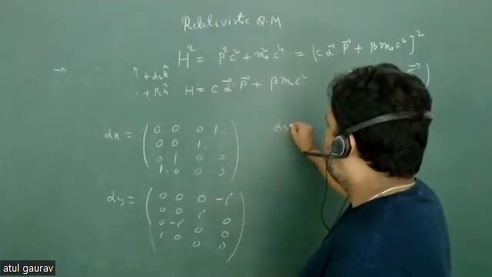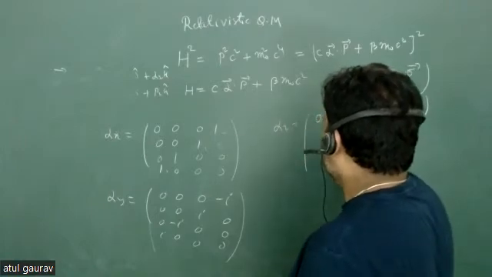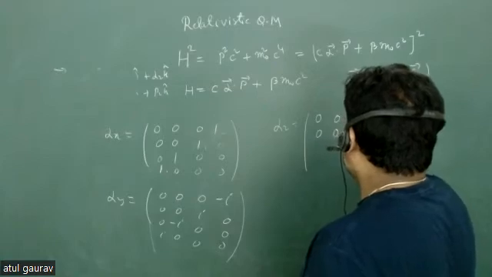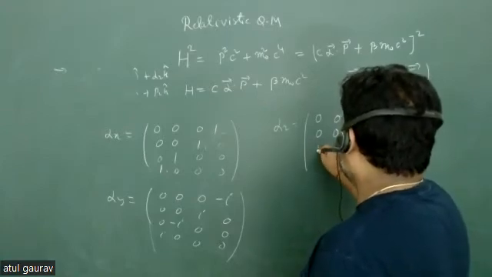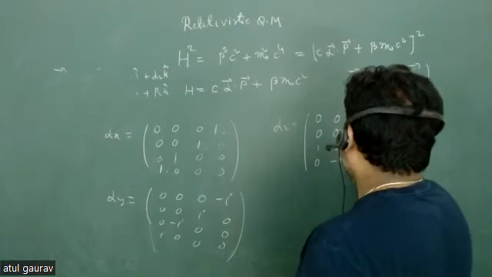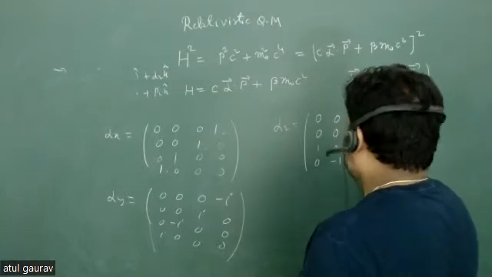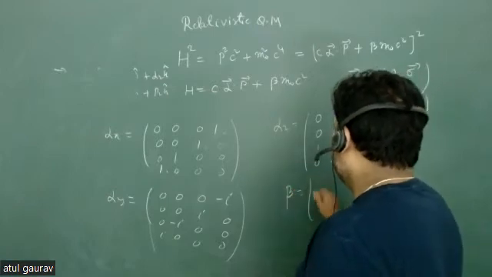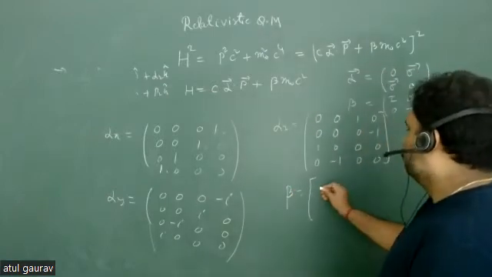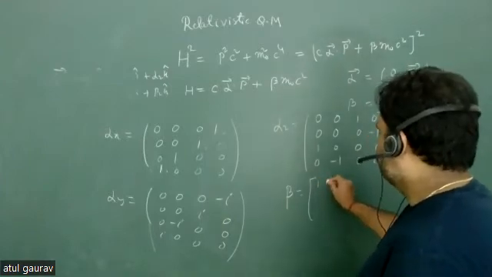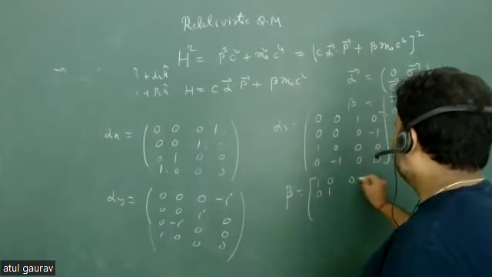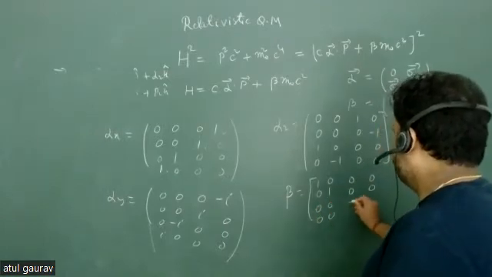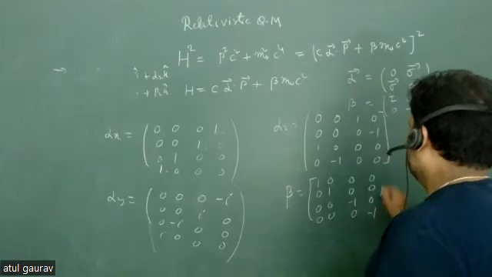Now what will be your alpha z? That value is 0 0 0 0... That value is 1 0 0 minus 1, and that value is 1 0 0 minus 1 0 0 0 0. And what is your beta? Your beta can be written as something like 1 0 0 1 0 0 0 0 0 0 0 0 minus 1 0 0 minus 1.